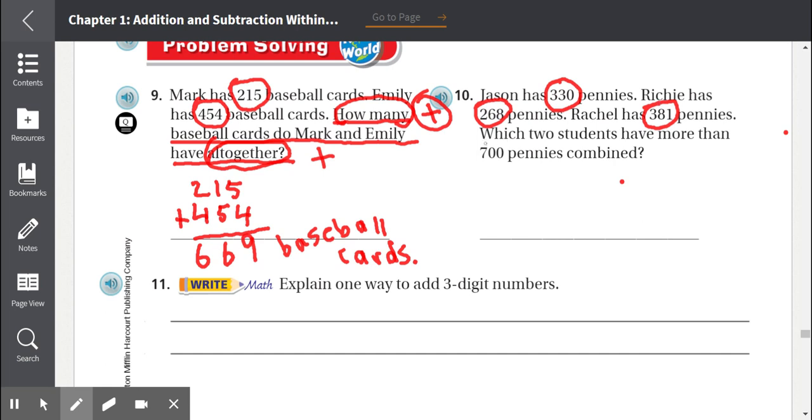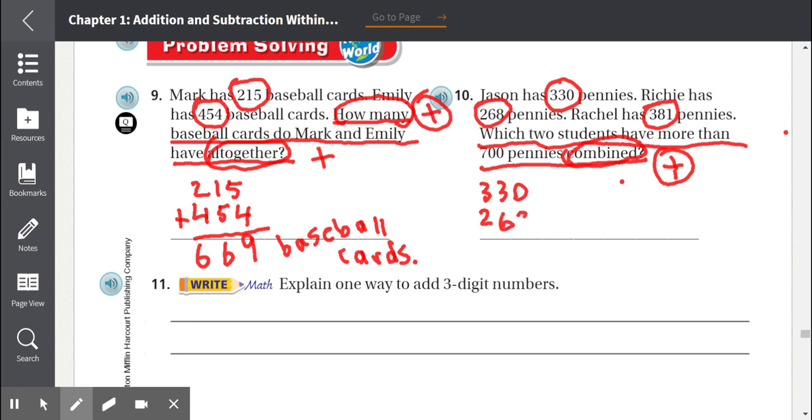Now our question says, which two students have more than 700 pennies combined? The word combine means to add. So let's add the two students, and we have to find the ones that had more than 700 pennies combined. So let's add Jason and Richie first. So Jason had 330 and Richie has 268.